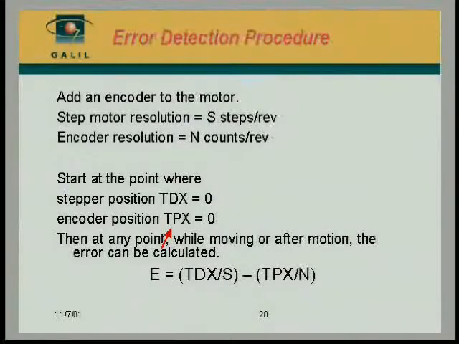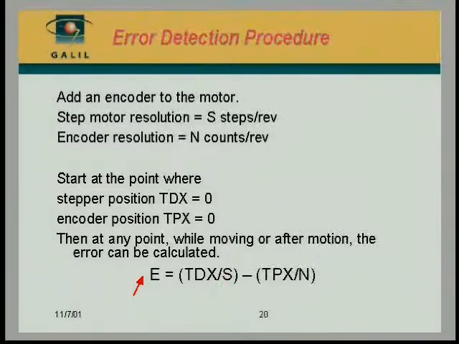From there on, if you monitor the step motor pulses, the TDX, the pulses we output, that's the total number of pulses. If you divide it by S, the step motor resolution, you would find the position of the step motor in revolutions. Similarly, if you took the encoder pulses, TPX, and divided by N, the encoder resolution, you find the encoder position in revolutions. Now, ideally, the two quantities, the step motor commanded position and the encoder feedback position, should be the same. Any difference between them is an error, E.